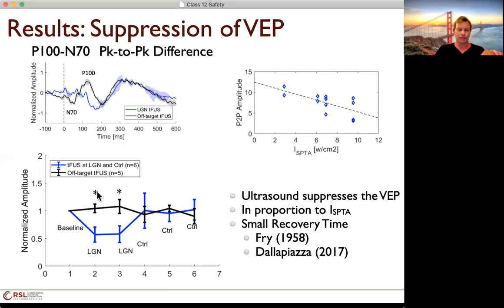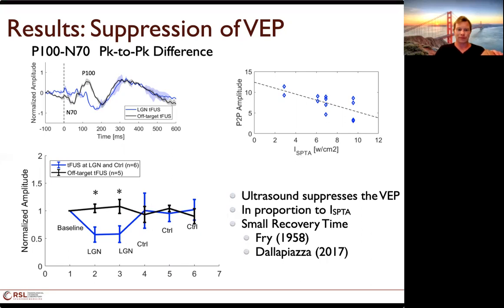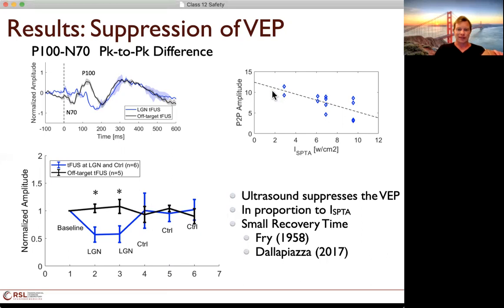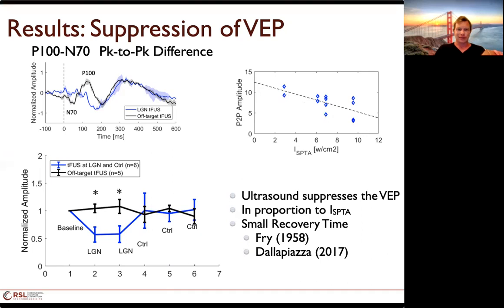We were able to measure the statistics, more or less what he saw. We were also able to put the skulls in the scan tank and measure the transmission efficiency, so that we could go back and estimate what the ISPTA was that we had actually used. And then you see that the peak-to-peak amplitude is related to the ISPTA. The timing that we used for all of the animals was the same.